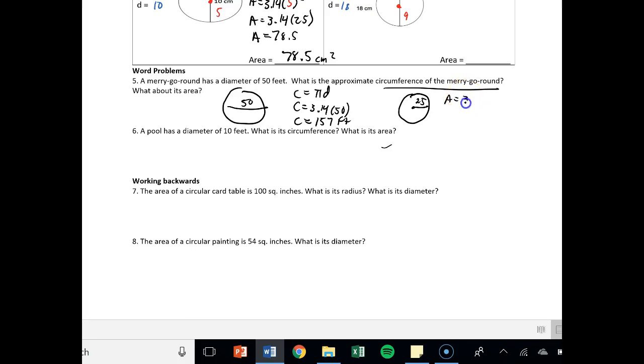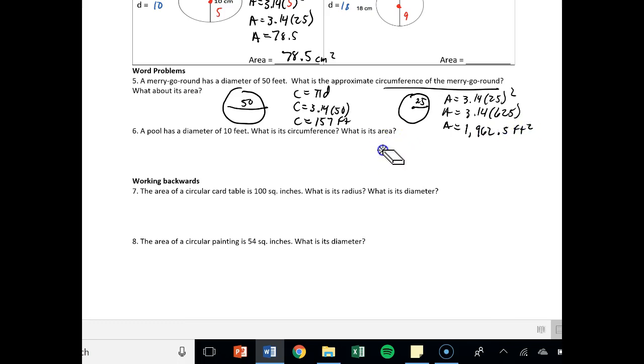So the area is 3.14 times 25 squared, or area is equal to 3.14 times 625, because that's what 25 times 25 is. And then your answer for the area of this merry-go-round is 1,962.5 feet squared. All right.